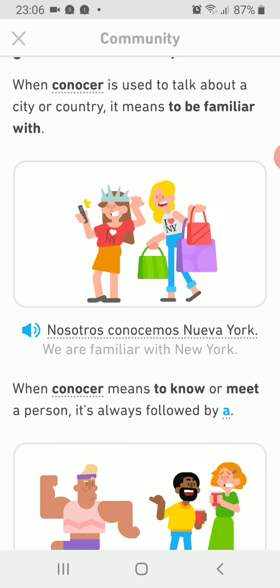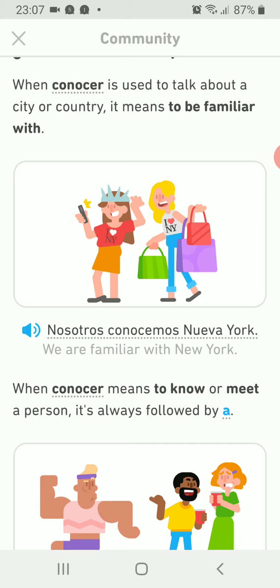So, how to say this? Nosotros nos conocemos. If I say nosotros nos conocemos, does it mean that we are acquainted? I think it means that, just that, yeah.